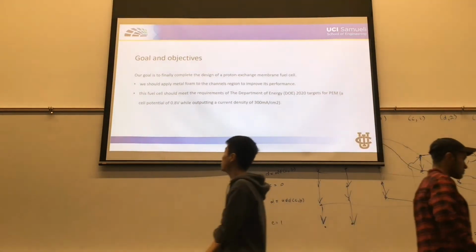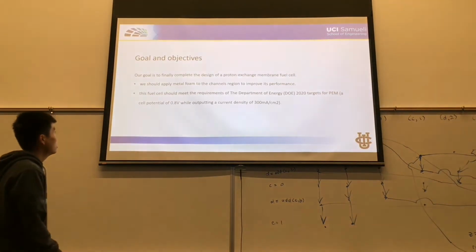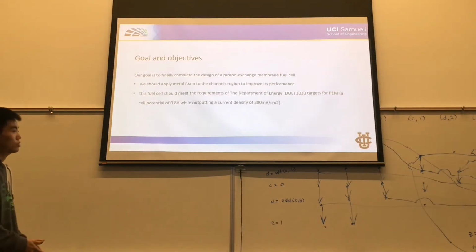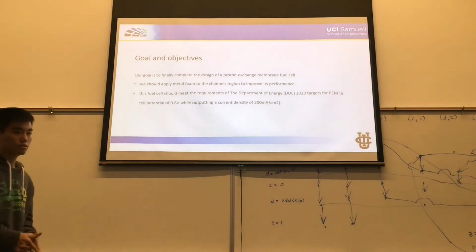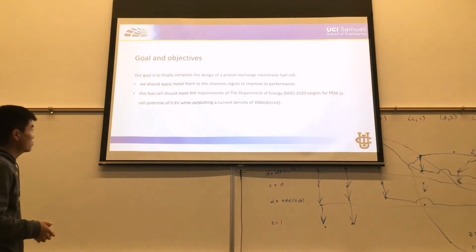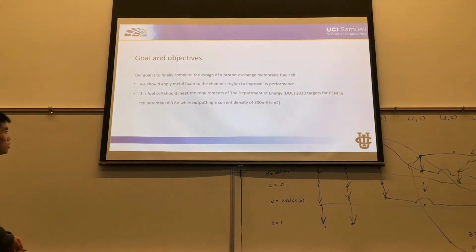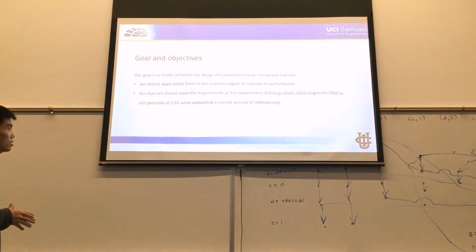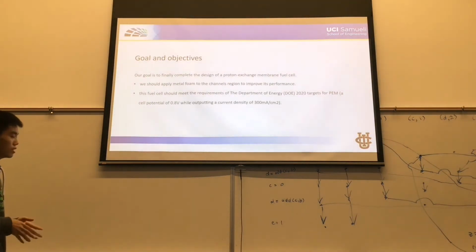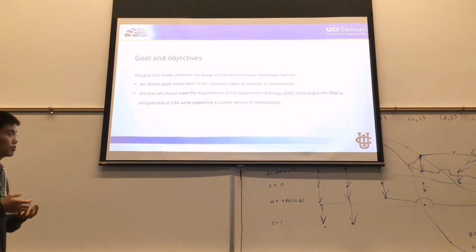Okay, now let me introduce the goal and our objectives. Our goal is divided into two main parts. The first part is that we should apply the nanofoam to the channels region to improve its performance. That's a big difference between our fuel cell and the traditional fuel cell. And the second goal is that our fuel cell should meet the requirements of the Department of Energy 2020 targets. That means our fuel cell should have a 0.8 voltage where it could output a current density of 300 milliamperes per square centimeter.